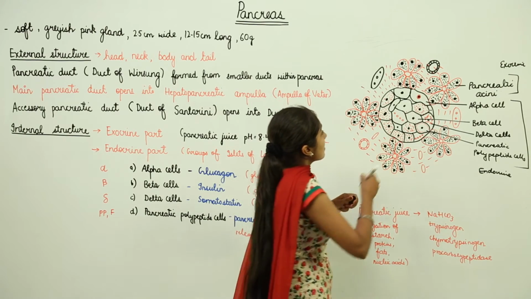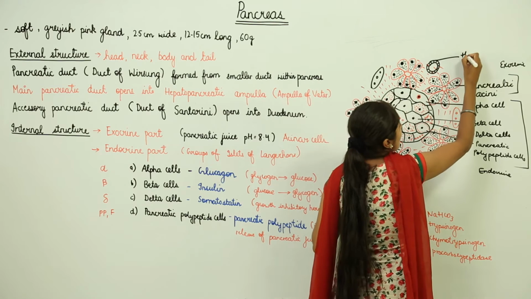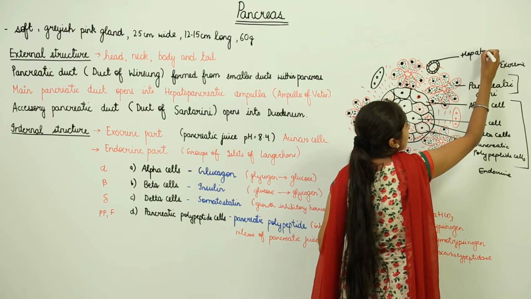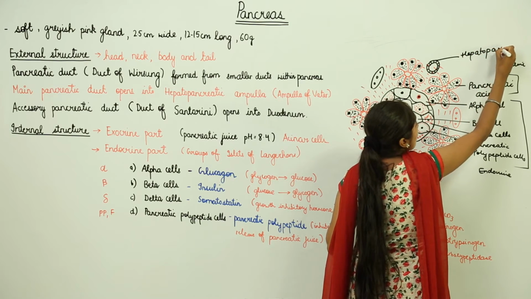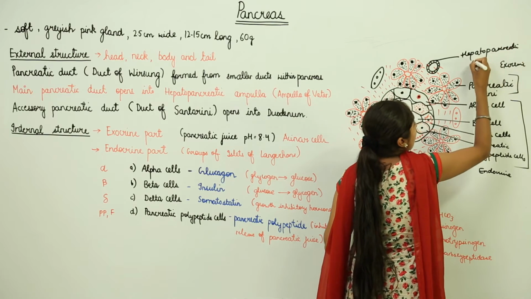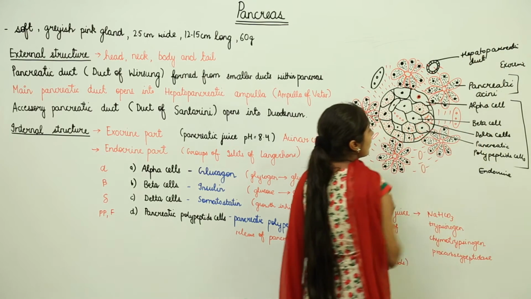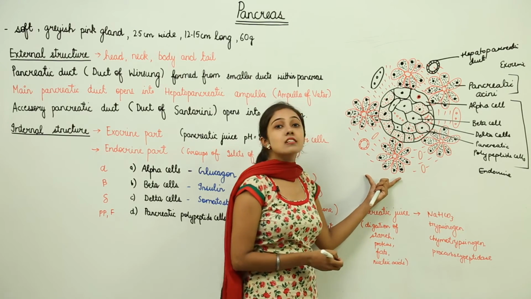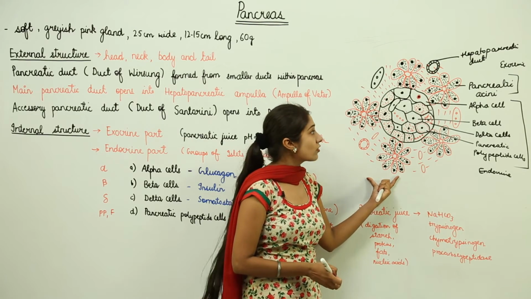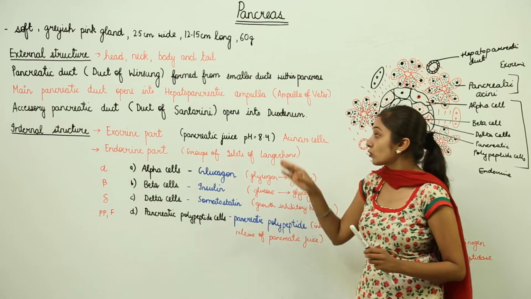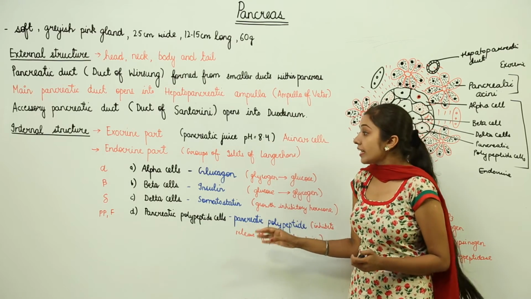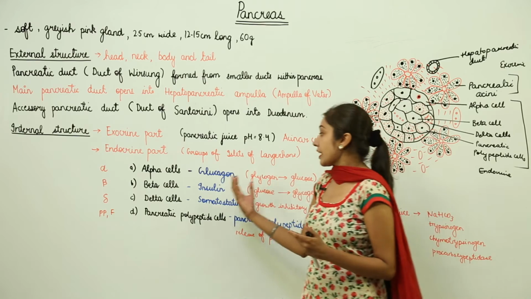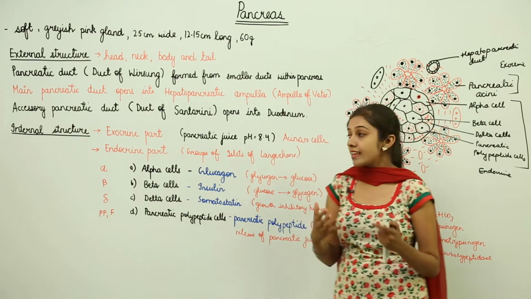So this is the hepatopancreatic duct, right. This is how you can show the internal structure of the pancreas based on the type of cells that are there in the exocrine part and the endocrine part. Now let us see what type of hormones these cells release.